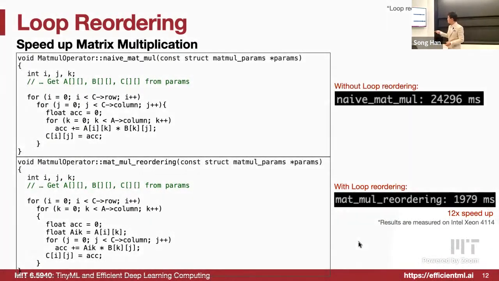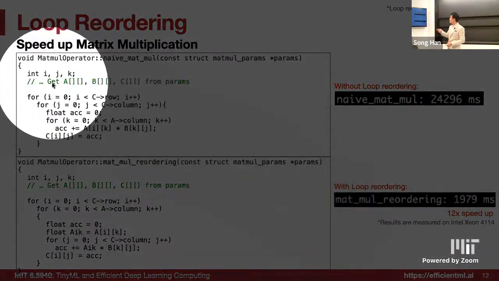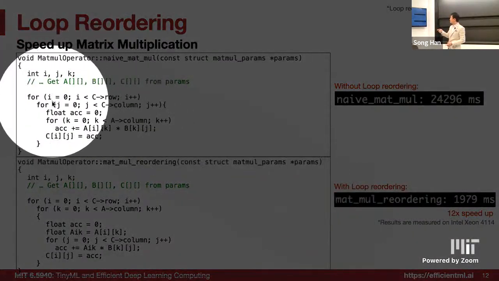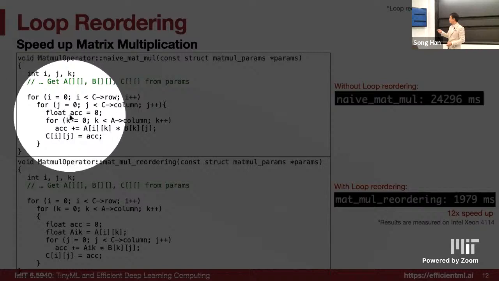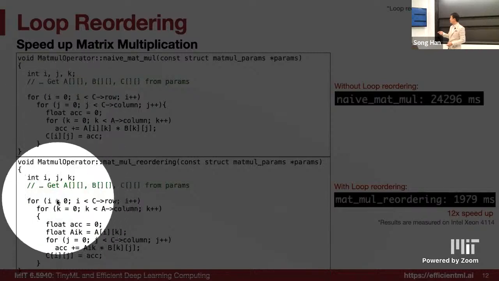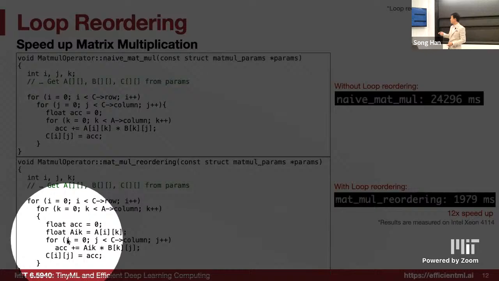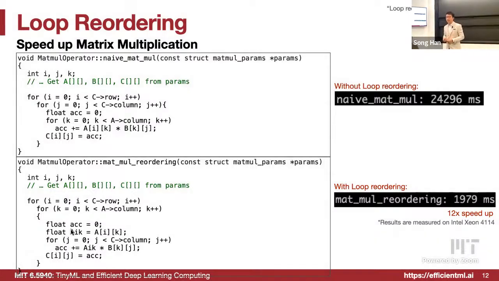And this implementation is actually quite simple. We get the A, B, C, and previously we used ijk. Now our order is ikj, and here we allocate a buffer, because we need the actual buffer for the intermediate results. So this is showing the power of loop reordering. Very simple change, a couple of lines of code change, but it can make a very big difference.